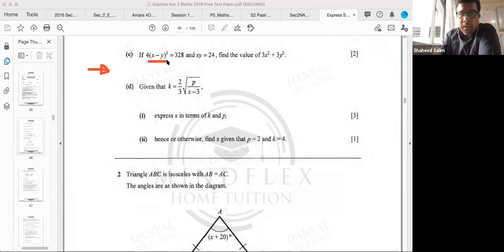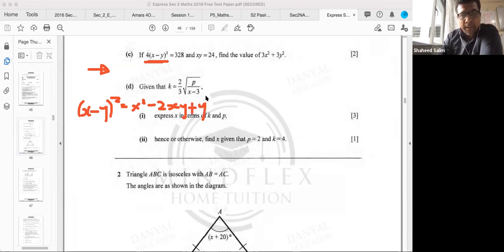So down here now, you must know what is the expansion of x plus or minus y squared. So when you expand this, you get x squared minus 2xy, I'm giving you the summarized version, plus y squared. So now there's going to be 4 in front of it. So when you multiply out, it becomes 4x squared.